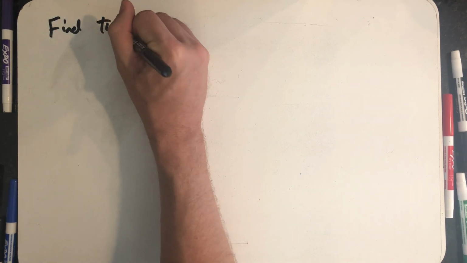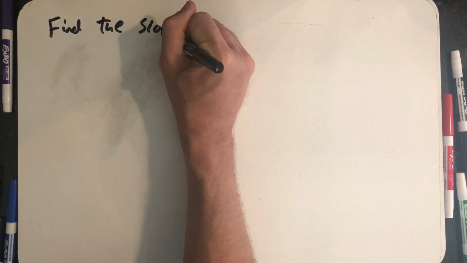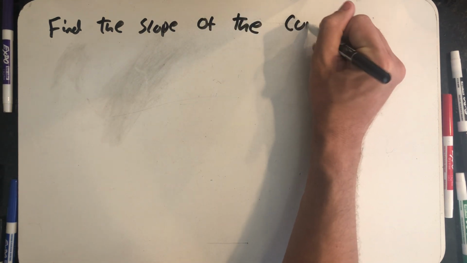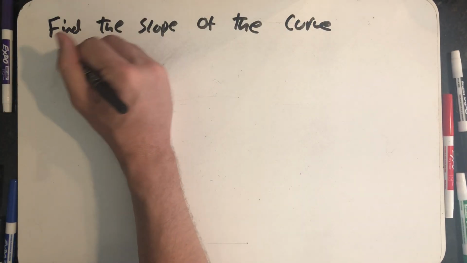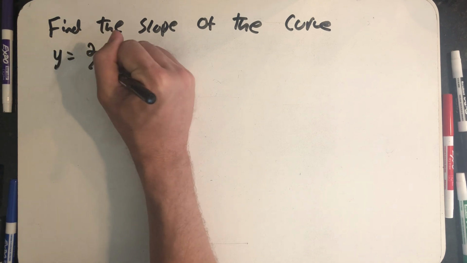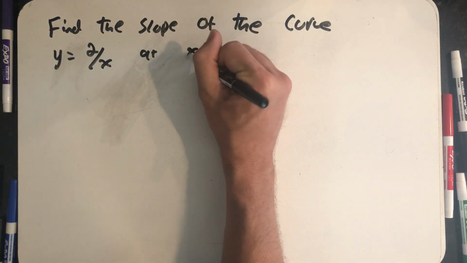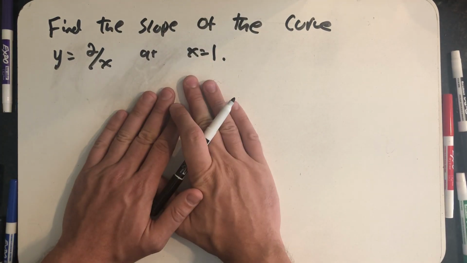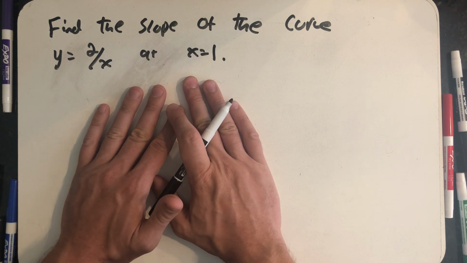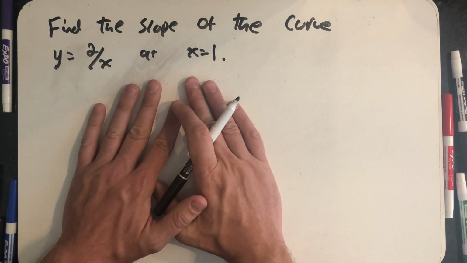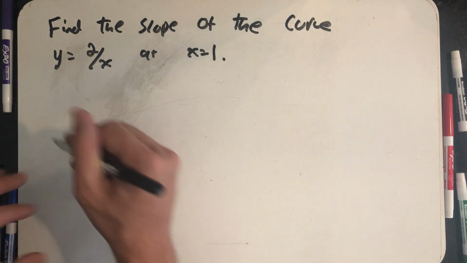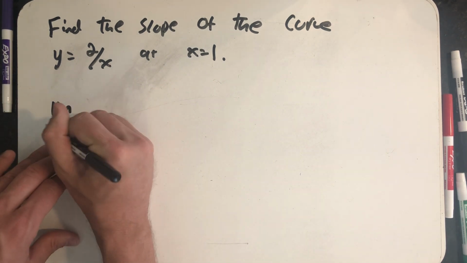Find the slope of the curve y equals 2 over x at x equals 1. Okay, find the slope of the curve at the point x equals 1 in the domain. Well, what I'm thinking is I just need to find the slope of my tangent line, or the instantaneous rate of change. I need to evaluate this limit.